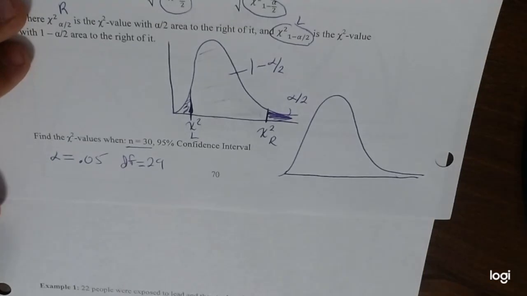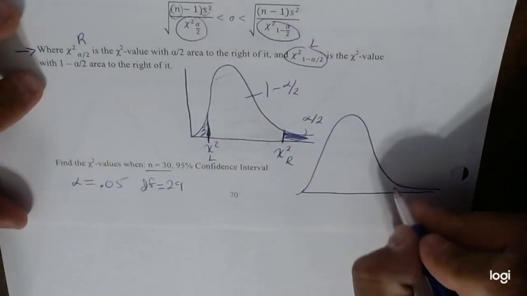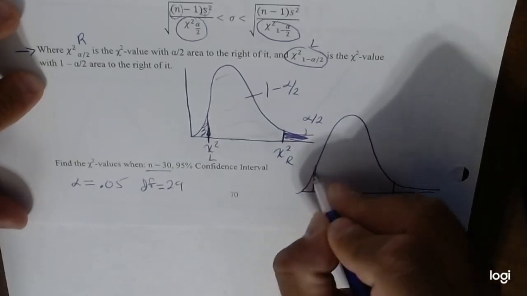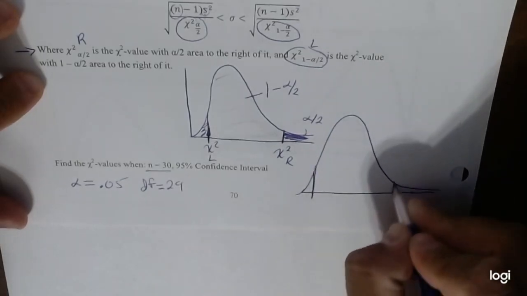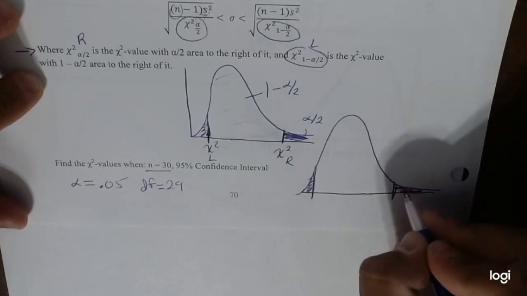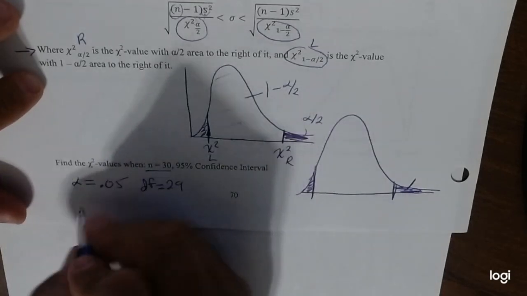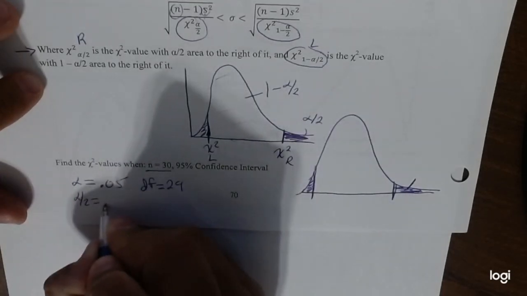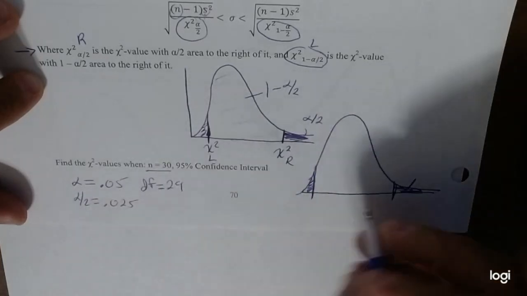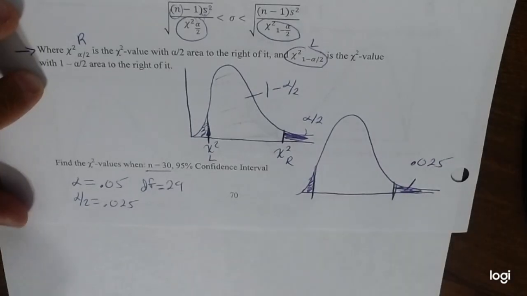Now remember, we want to find both chi-squared values, in other words, the right and leftmost one. So if I break them off, I'm looking for this value and also that value. If I shade in what I'm given, this is now not just alpha, but I have to cut it in half. So if I cut this in half, that gives me alpha over 2 is now 0.025. So that is what I'm going to put here as the shaded region. Okay.